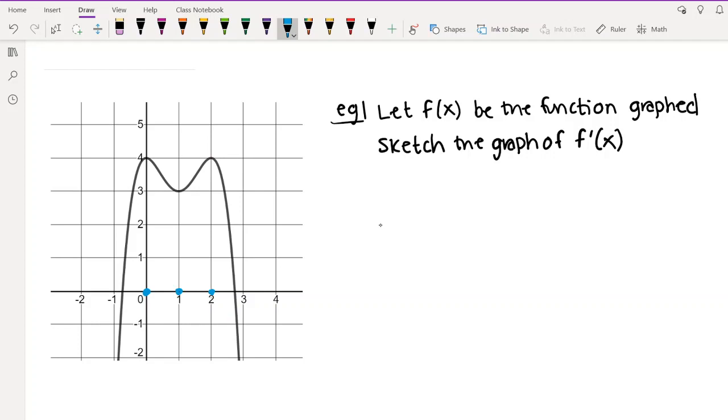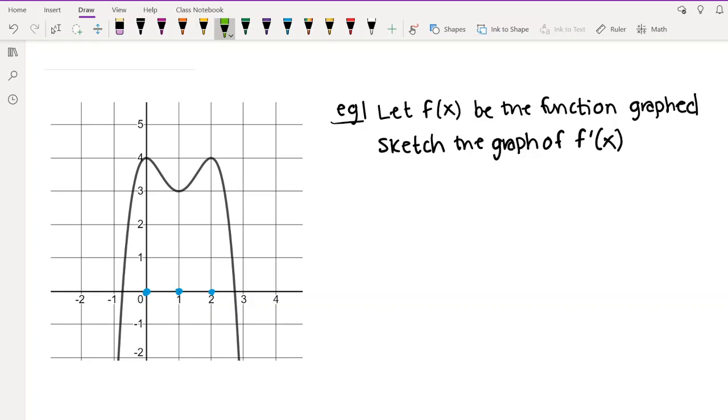So the next thing, and this is where it doesn't have to be perfect, but we want to try to get the right idea, is we want to look at where our original function is increasing and where it is decreasing. And we're going to use that to figure out where the derivative is going to be positive and where it's going to be negative, right?